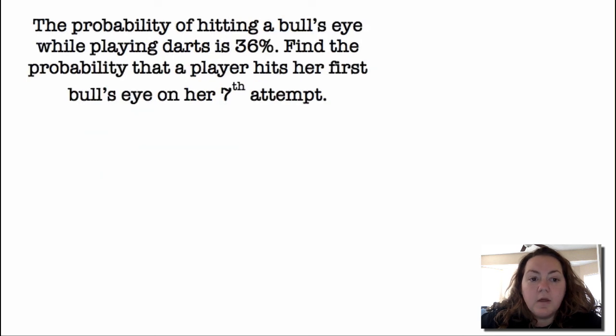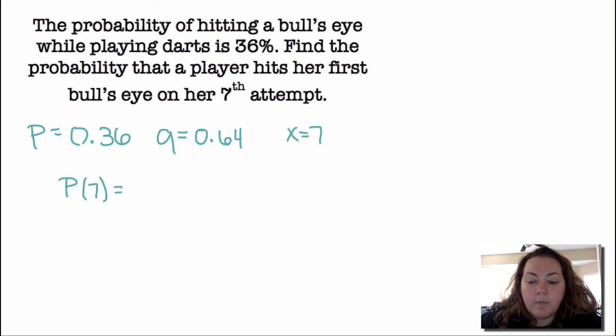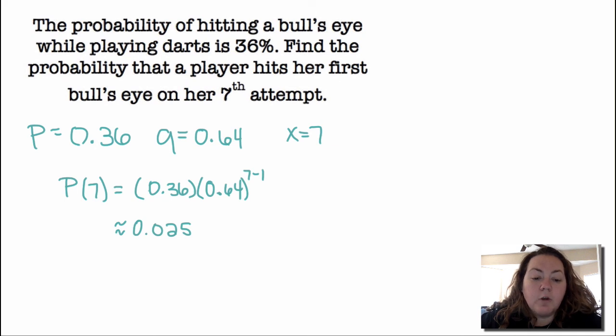The probability of hitting a bullseye while playing darts is 36%. Find the probability that the player hits her first bullseye on her 7th attempt. Probability of success is 0.36. Probability of failure is 0.64. X is 7. So probability that X equals 7 would be 0.36 times 0.64 raised to the 6th power, 7 minus 1, which is about 0.025.